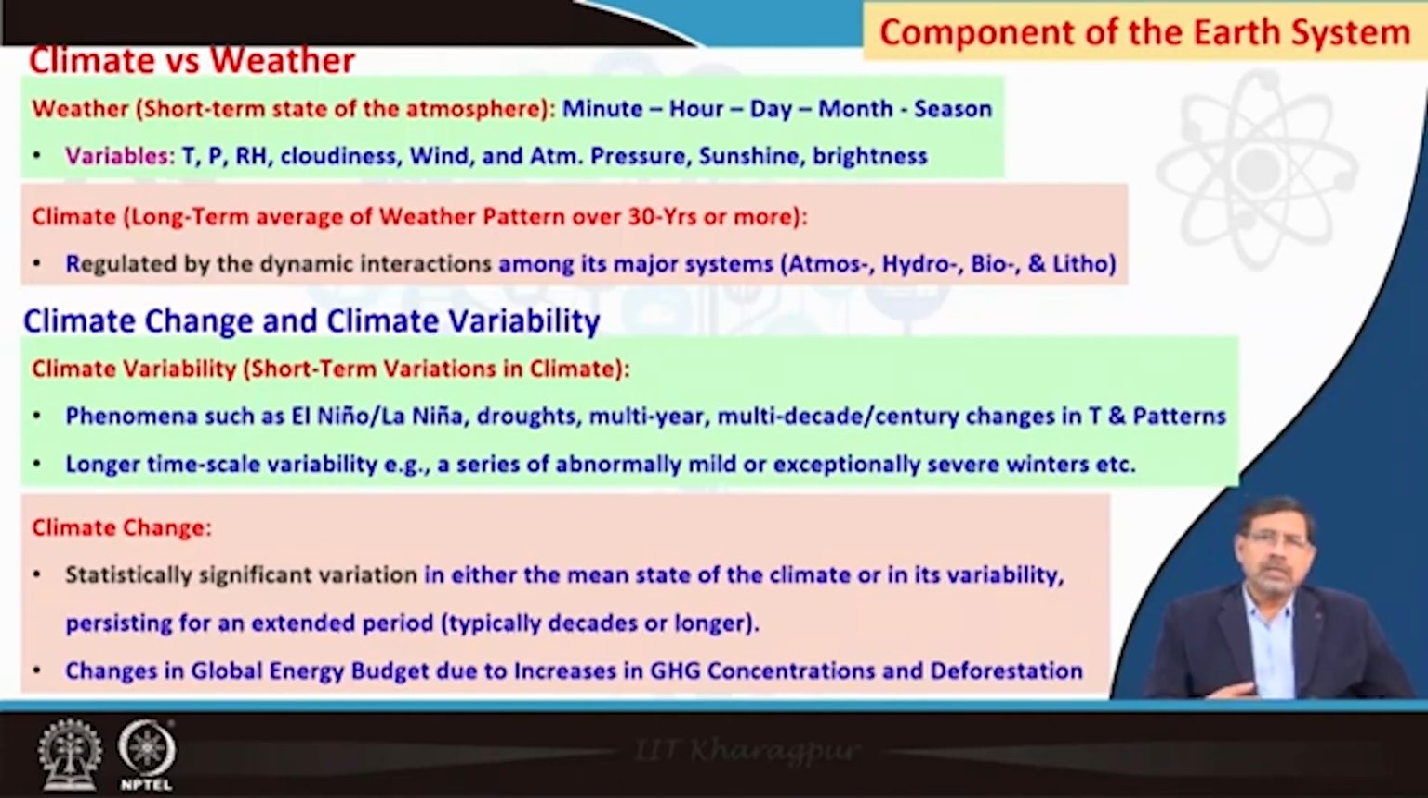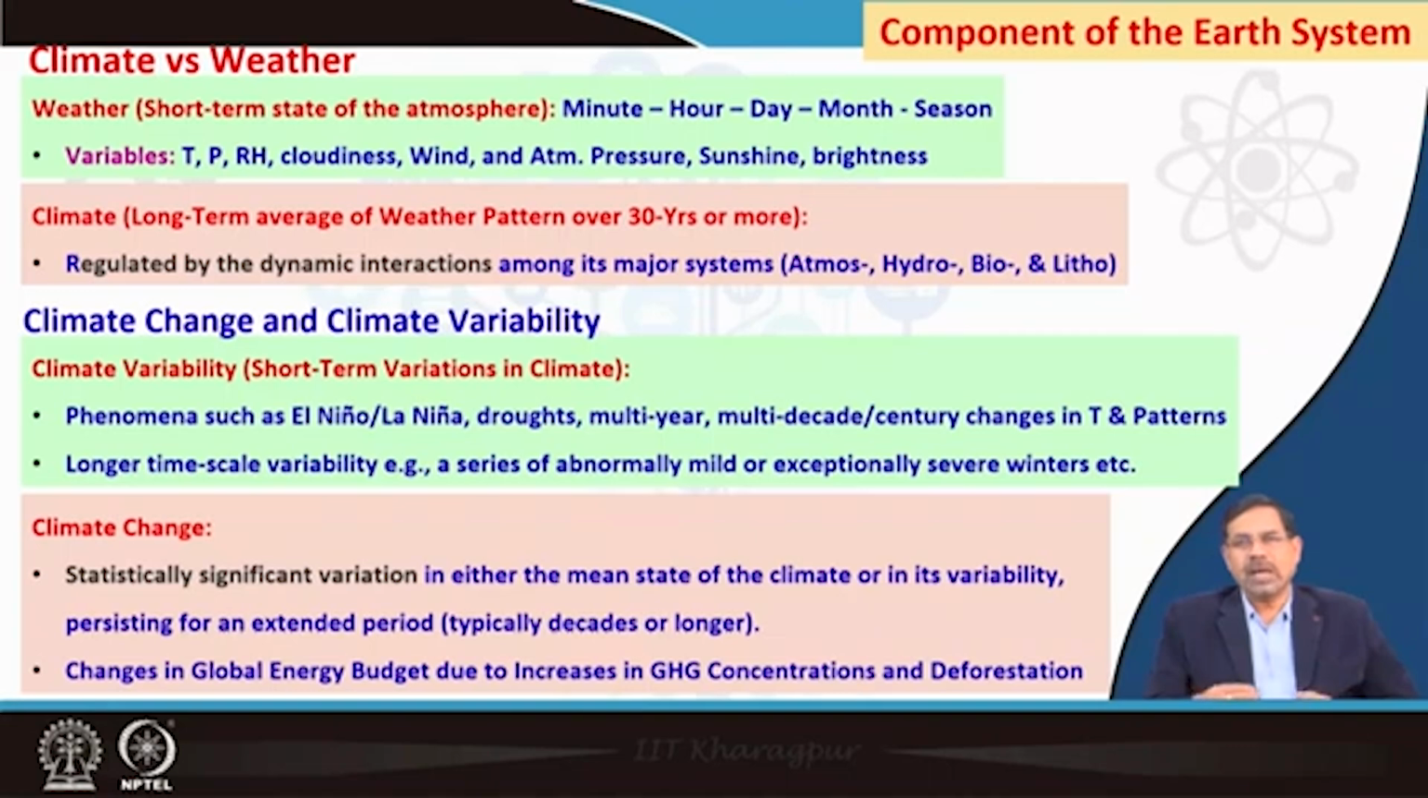Then in contrast to weather, the climate is defined as the long-term average of weather patterns over 30 years or more. We are talking about Earth's climate, and Earth's origin is about 4.56 billion years ago. When we talk about a billion, we know that 1000 million is a billion, and 10 lakh years is 1 million.